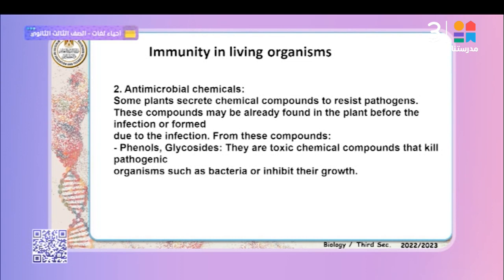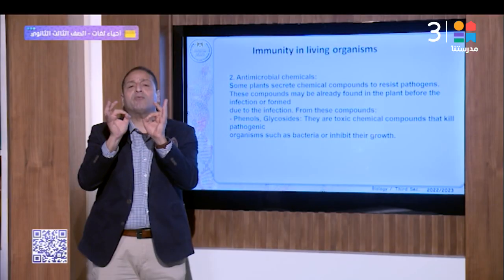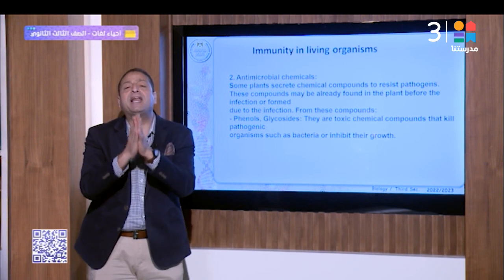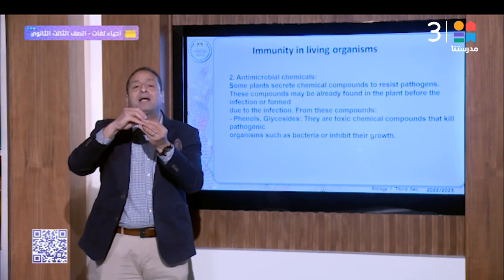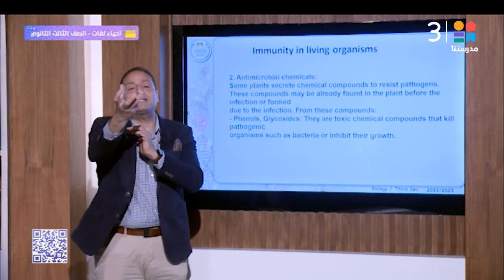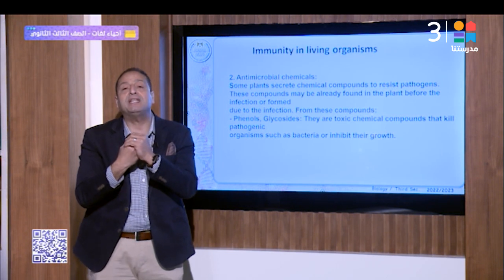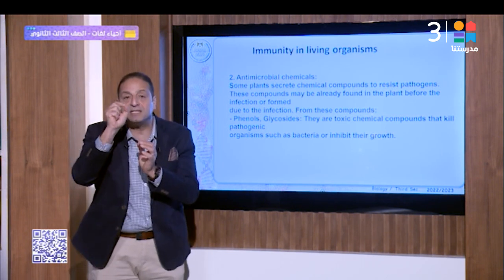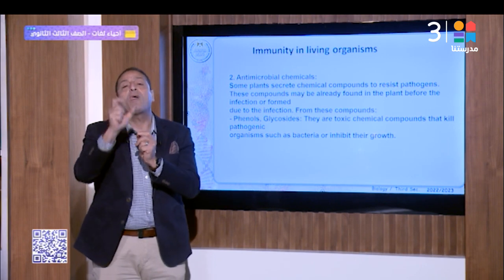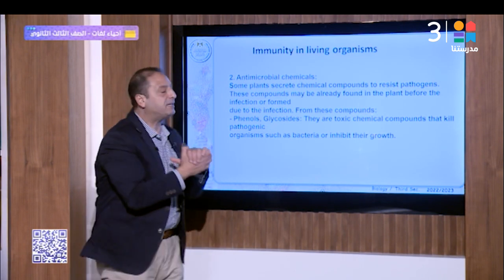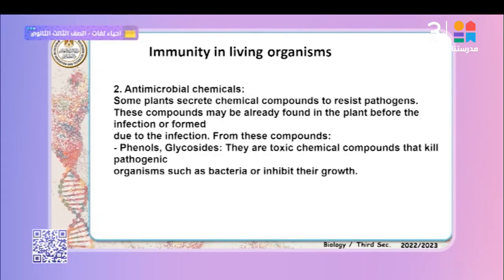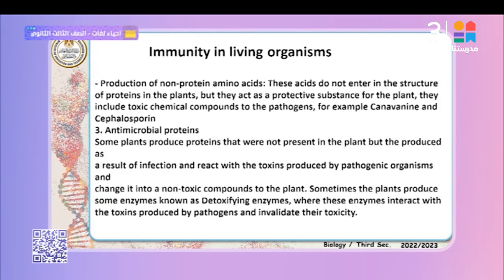When you look at the specific types of antimicrobial chemicals, phenols are related to fungus and destroy it completely, and they are found abundantly in the petals of the flower to attract the insects that play an important role in reproduction. Focus again on this point: phenols are related to fungus, destroy the mycelium of the fungus, and prevent its spread. Glycosides are toxic chemical compounds killing pathogenic organisms such as bacteria or inhibiting their growth.